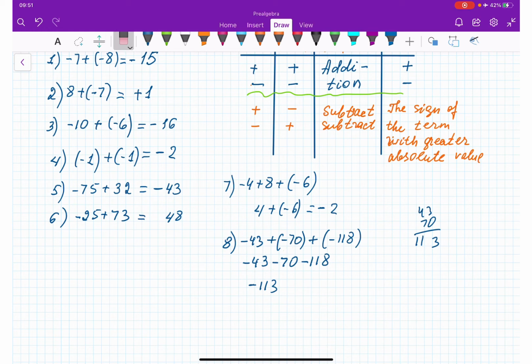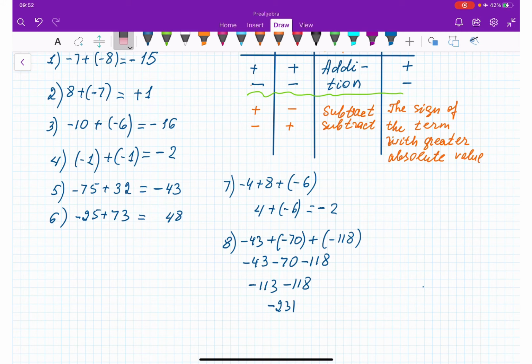So we are getting negative 113 and negative 118. Again two negatives, so we continue using the same rule. It's going to be 113. We add 118. 3 plus 8 is 11, 1 in mind. 1 plus 1 is 2, and 1 will be 3. And here 1 plus 1 is 2. We get negative 231. Okay?